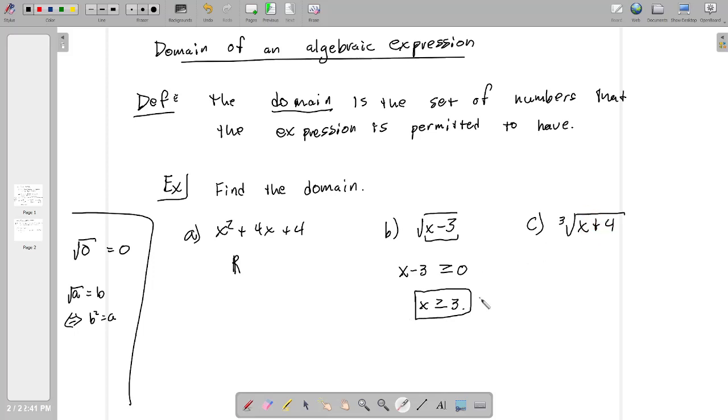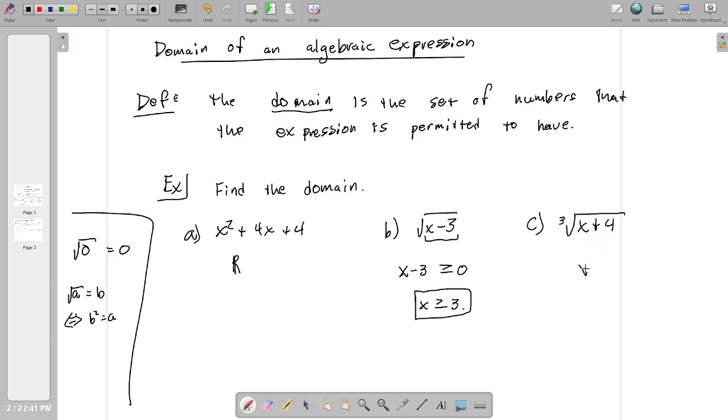Now here, are there any values that x cannot take? I need to note here that we have a cube root, not a square root. Remember, when you have an odd index on your radical, we can take negative numbers in the radicand.